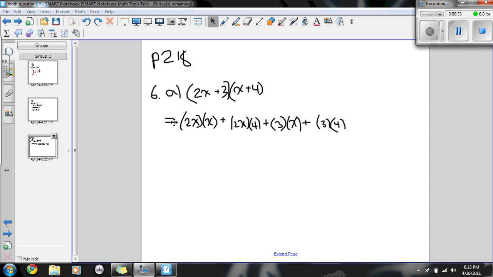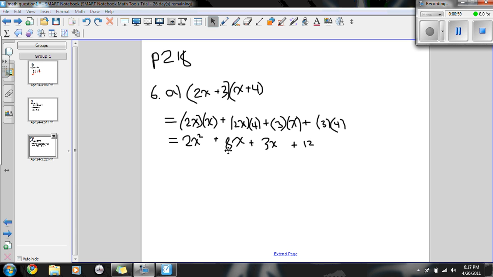So this is what you have to do first. 2x times x plus 2x times 4 plus 3 times x plus 3 times 4. When you multiply this, you should get something like this: 2x squared plus 8x plus 3x plus 12.